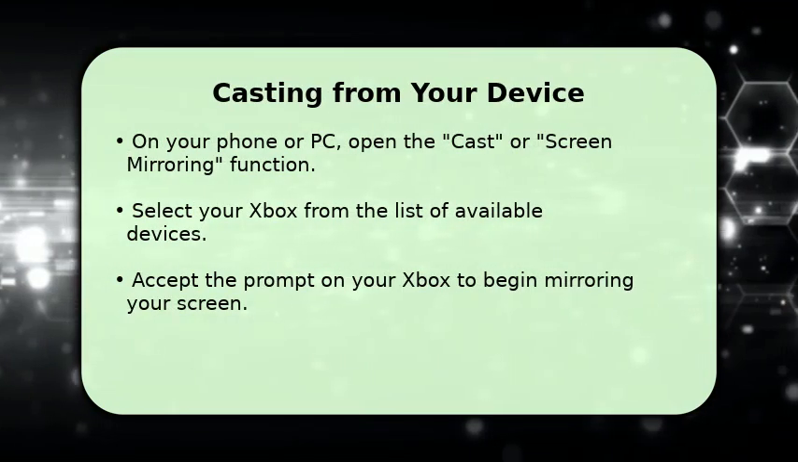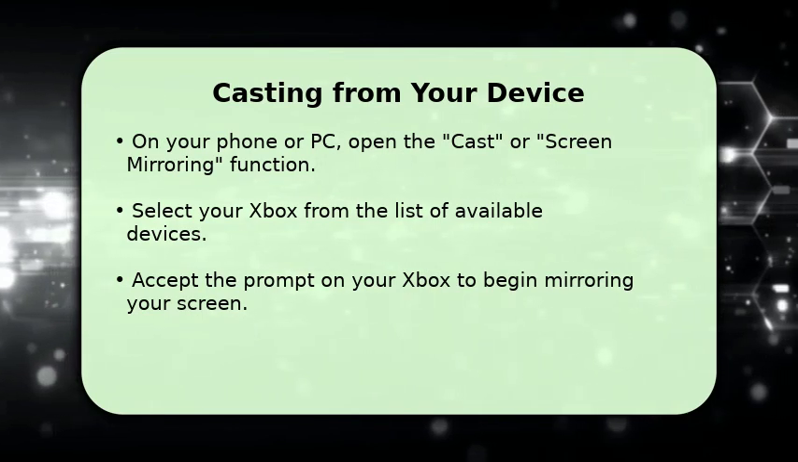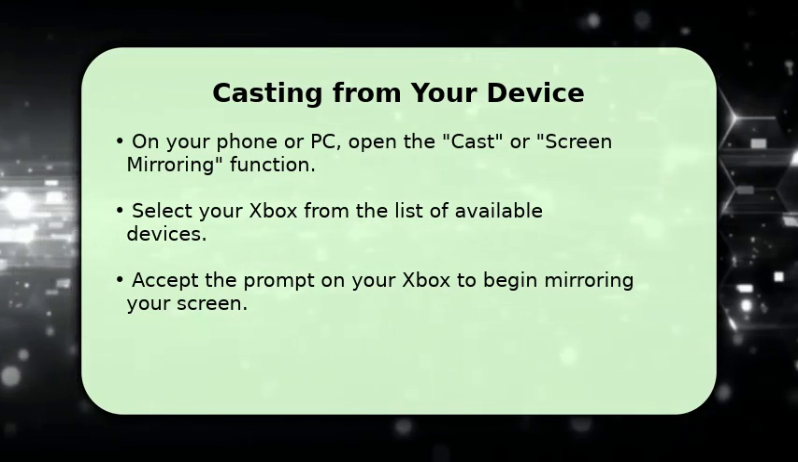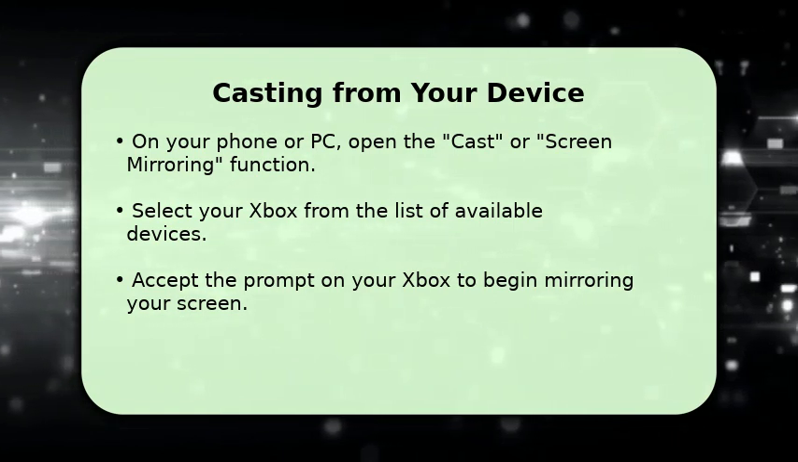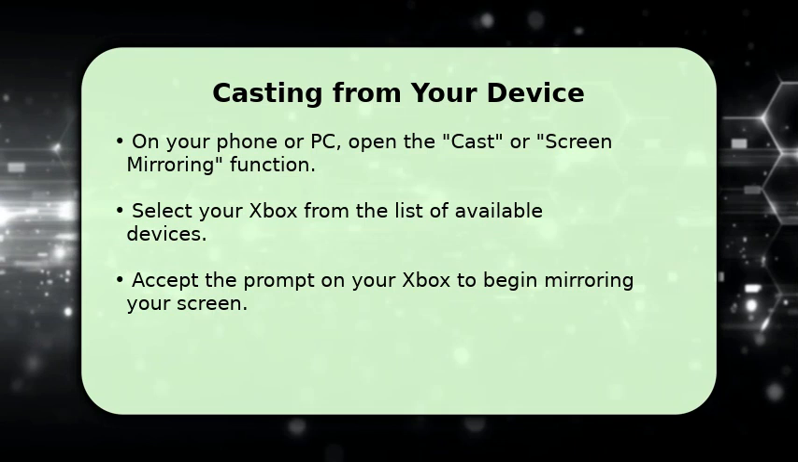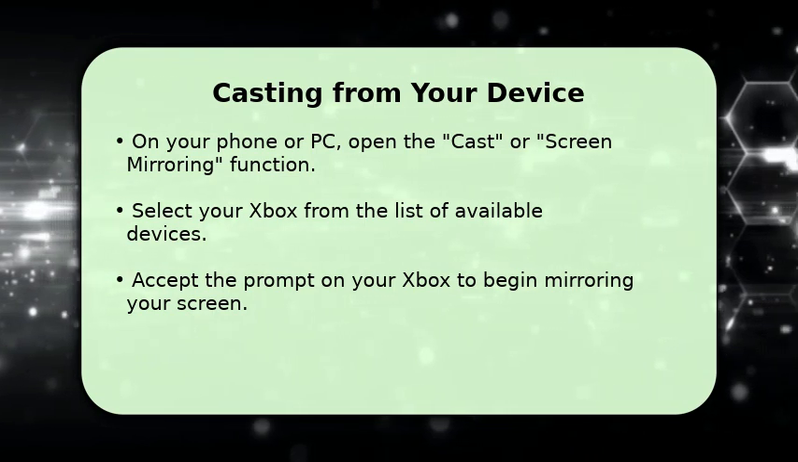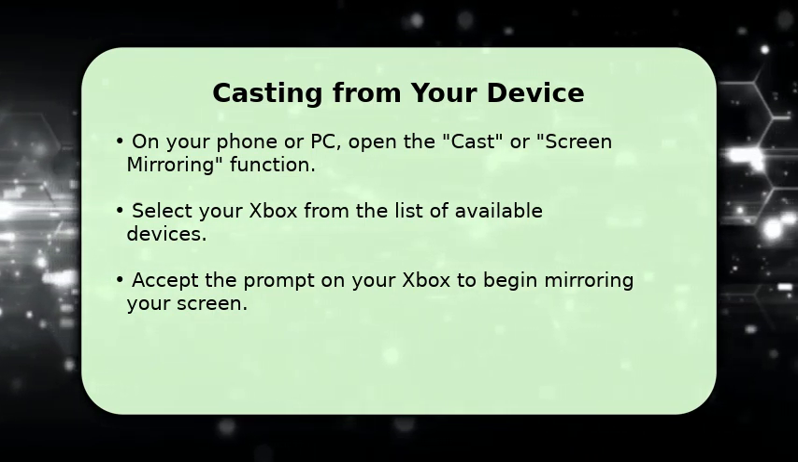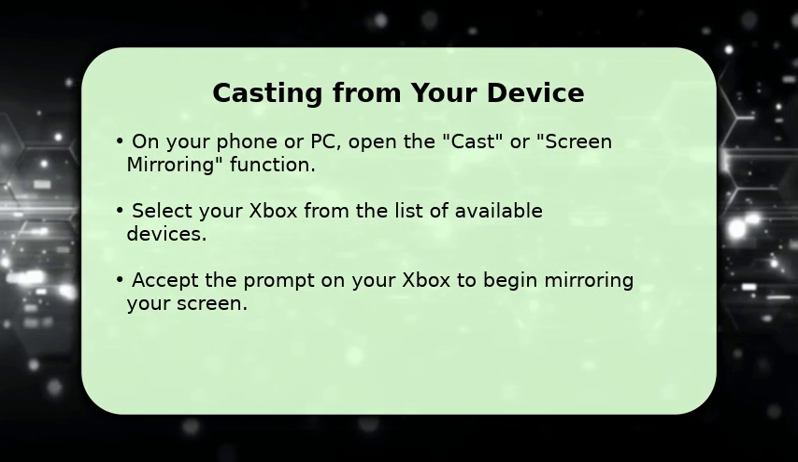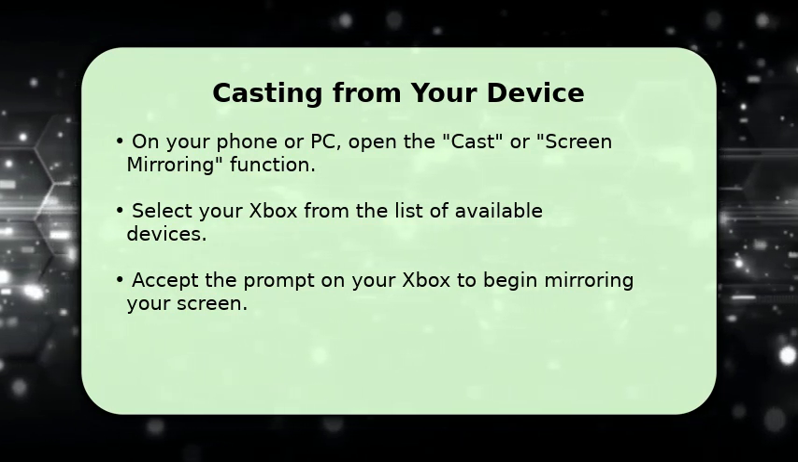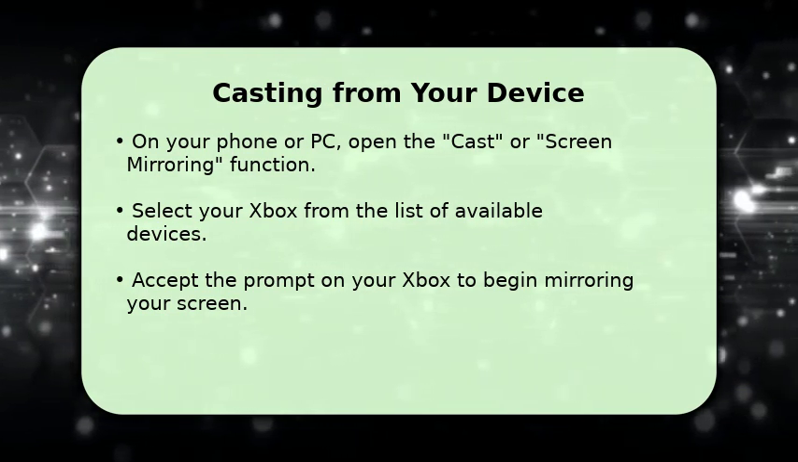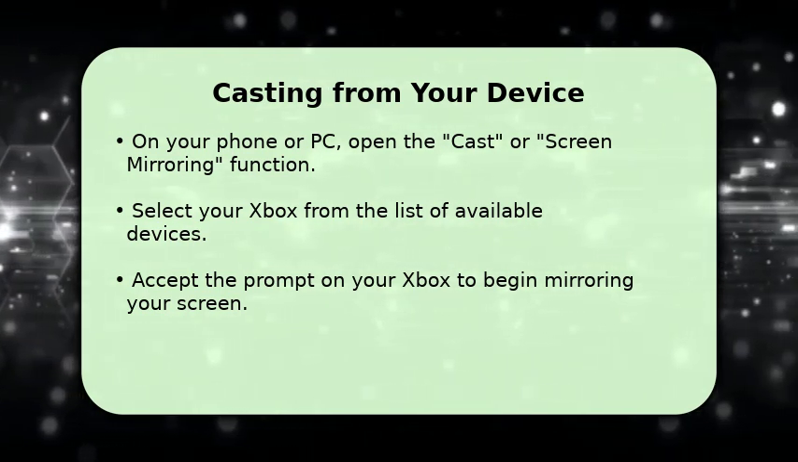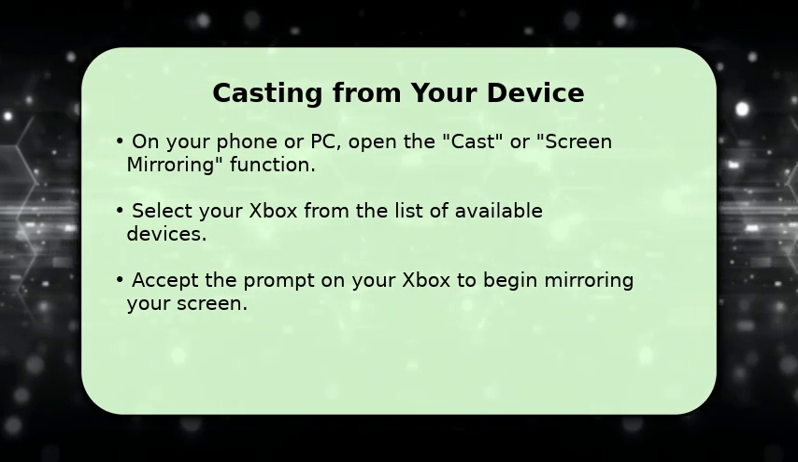Now, let's cast from your device. On your smartphone or personal computer, locate the Cast or Screen Mirroring function, often found in the Quick Settings or Display options. Once activated, your device will scan for available receivers. Select your Xbox from the list that appears. A prompt will then appear on your Xbox screen. Simply accept it to initiate the mirroring process. You'll see your device's screen instantly appear on your television, usually within 5 seconds.